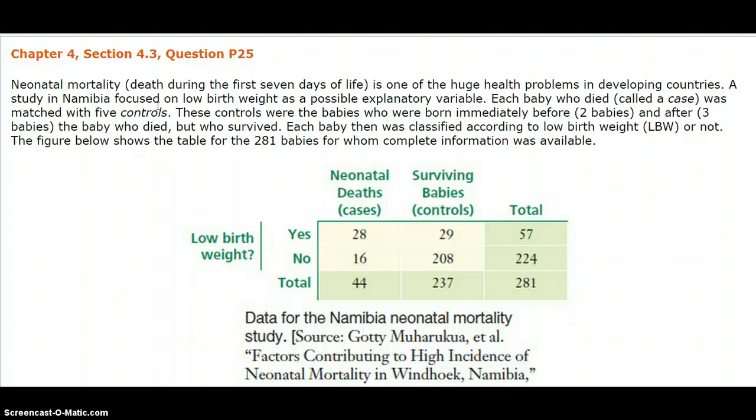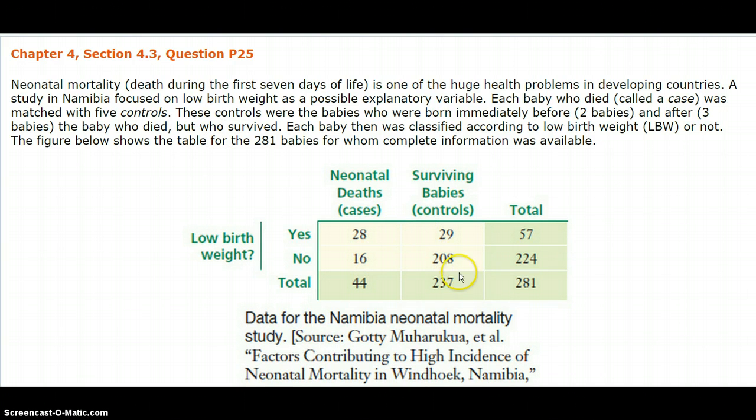So because we can't get at that experimental source of cause, what we're trying to do is set up a study where we take out most of the variation. We're taking each baby who died, and in some senses this is an observational study, and we'll get to that in a second, but it's a very well-designed one. So we're taking each baby who died and matching them with 5 controls, babies who did not die. And if our baby had low birth weight, we want to match it with a baby who also had low birth weight but survived.